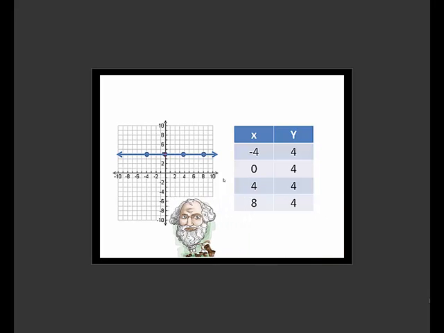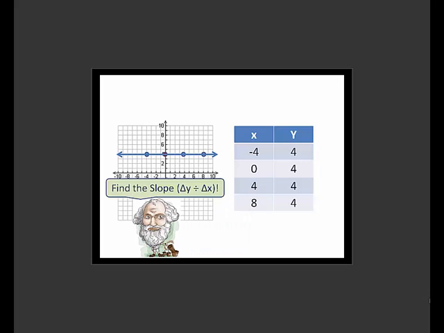Oh, look it! It's Archimedes. He probably has a question for us, or telling us something. Find the slope! Delta y divided by delta x. All right, we can do that. I'm going to use the table here. My delta y and delta x. My delta x I'm going to do first.